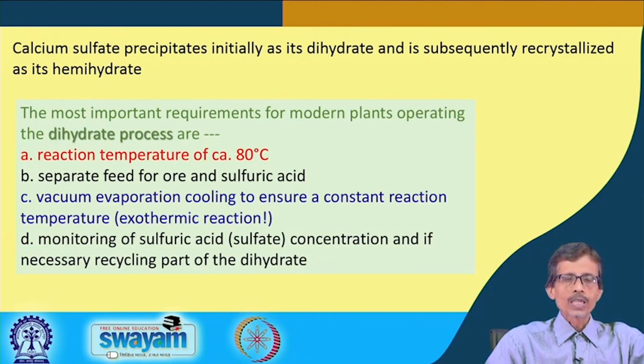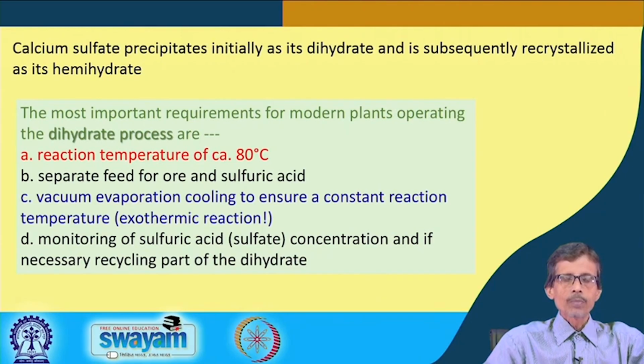Then vacuum evaporation cooling ensures a constant reaction temperature, because the reaction is exothermic, and we should always have a constant temperature for the reaction, otherwise the temperature will rise. So the exothermic reaction should be handled in a nice way by controlling that reaction with a cooling mechanism. So a cooling mechanism should be there such that we can pacify the corresponding temperature rise in that particular reaction.